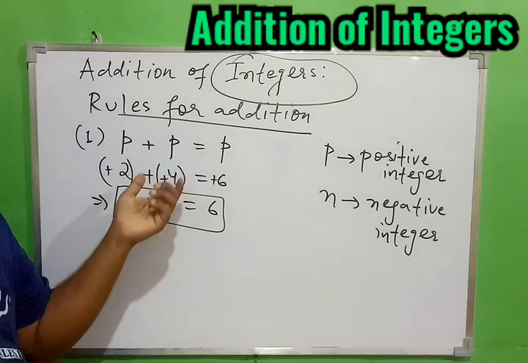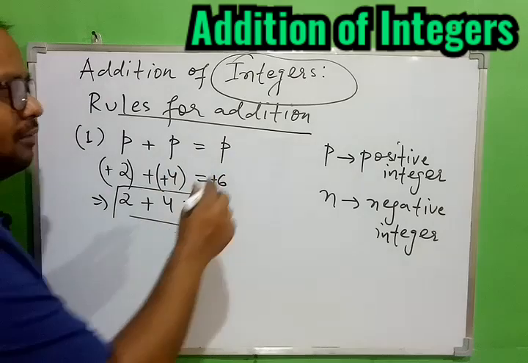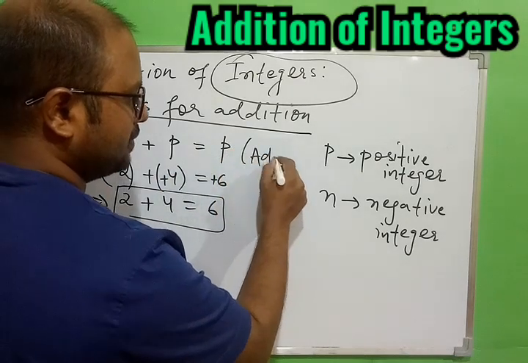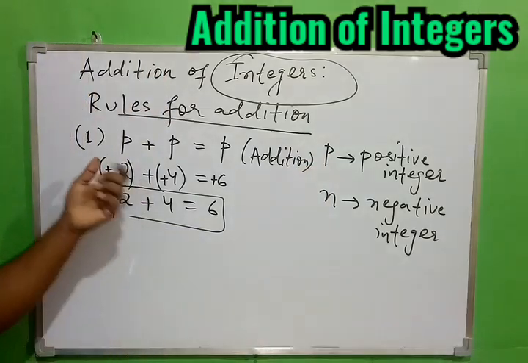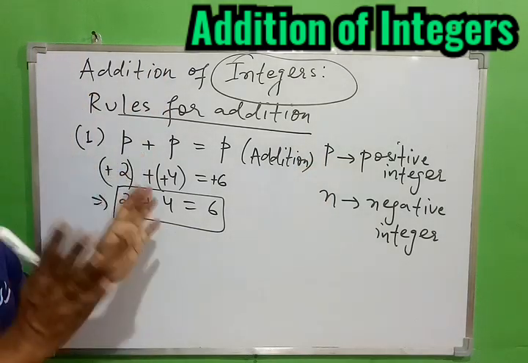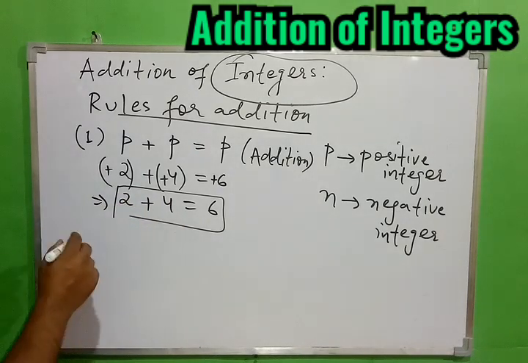So this is the first rule we have: positive and positive added together give an answer which is also positive. Here we just have addition. If you have two positive integers with a plus sign in between, just add them and get the answer, which will also be a positive integer, no doubt. Let's go to rule number 2.